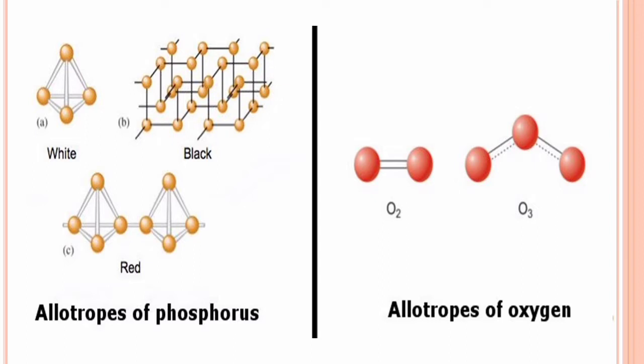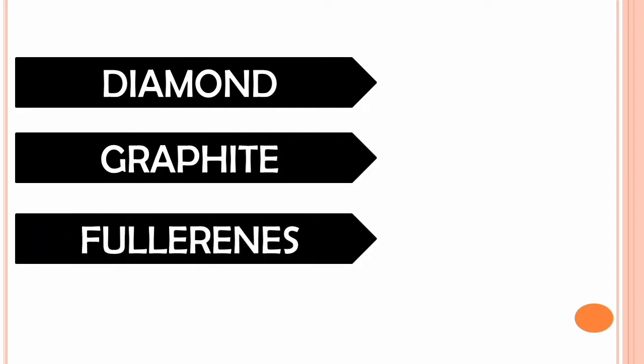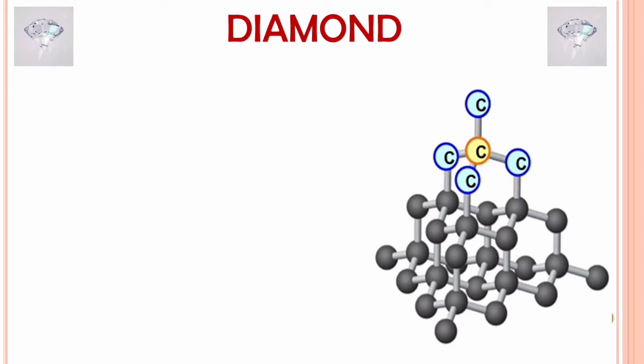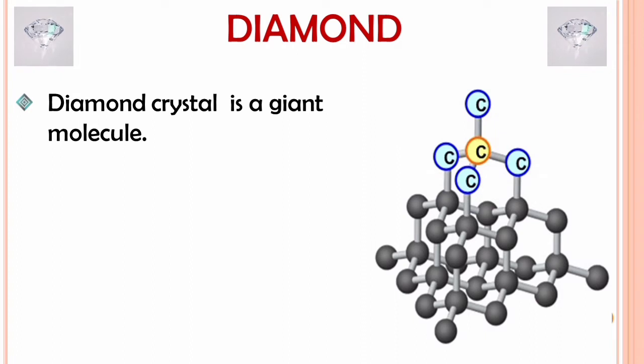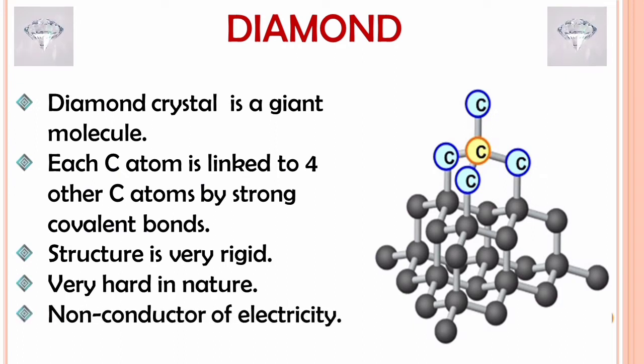For the time being, let us learn the different allotropic forms of carbon. The three main crystalline allotropic forms of carbon are diamond, graphite and fullerene. Let's learn in detail about each of these allotropes. Diamond is a giant crystal molecule and it is the hardest crystalline form of carbon. In diamond, each carbon atom is linked to 4 other carbon atoms forming a rigid 3-dimensional structure. As all the valence electrons are involved in the bond formation, there are no free electrons available in the structure. This makes diamond non-conductor of electricity.